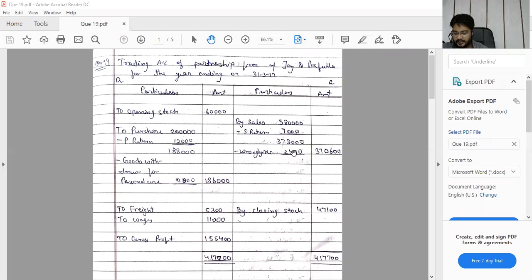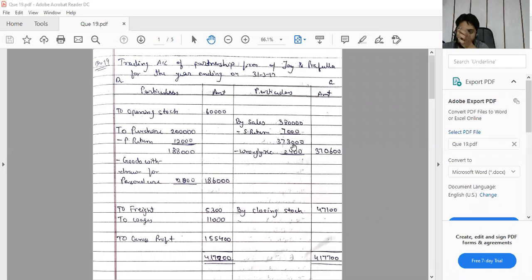Then goods return is given. On debit side, we have sales return. So deduct from sales, minus sales return rupees 7,000. So after deducting, total in the inner column will be 3,73,000.